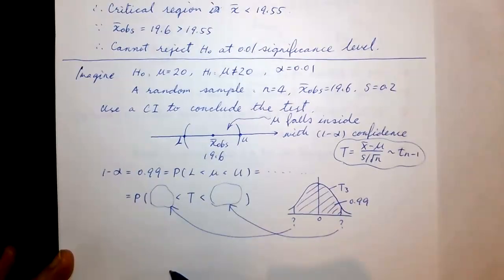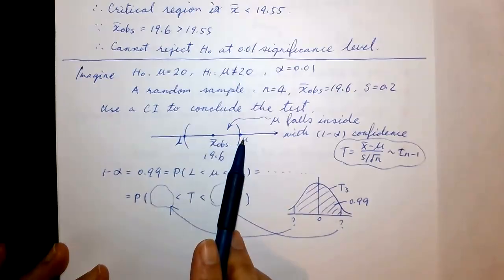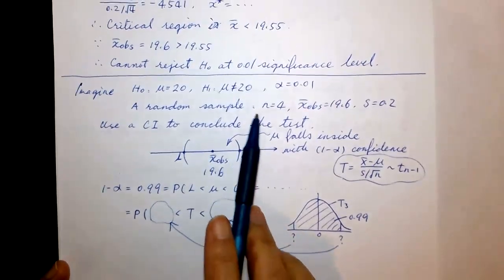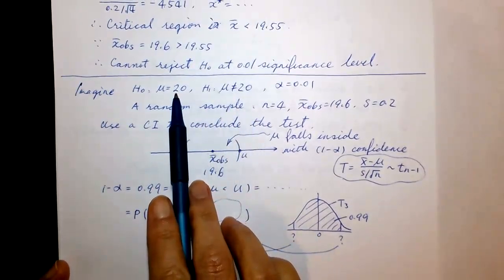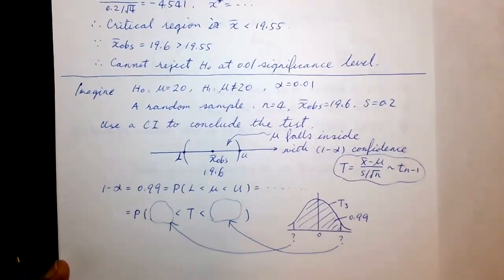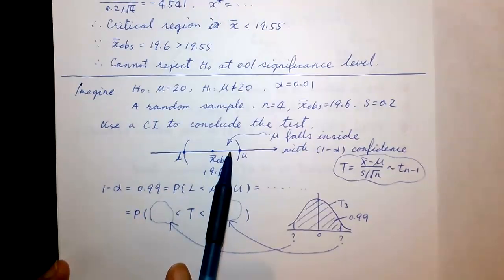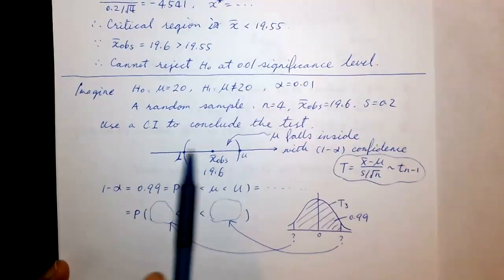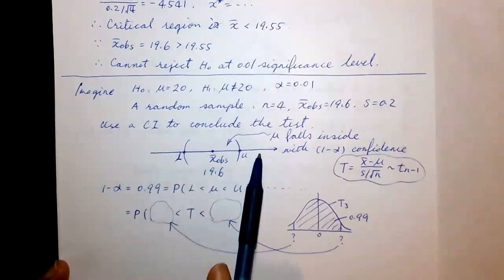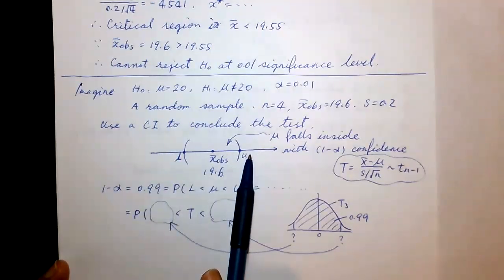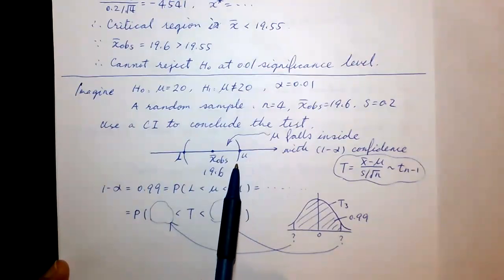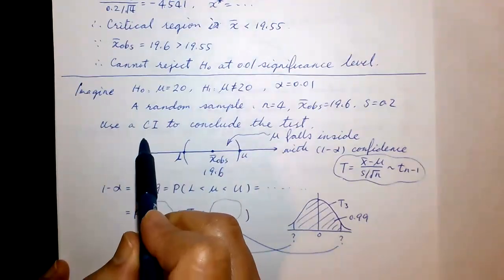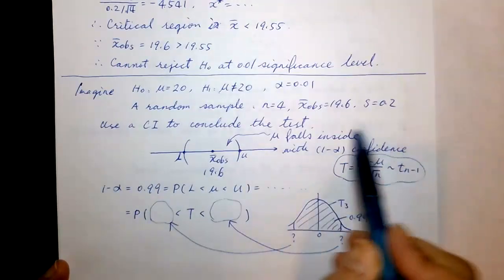Whenever you see long arrows, it's time to put them down. I will have two equations to find L and U. Once you have L and U, it's time to look at what value is claimed to be mu. If 20 falls inside, then you can't reject 20. If 20 falls outside, on either side, reject 20. It's as simple as that.